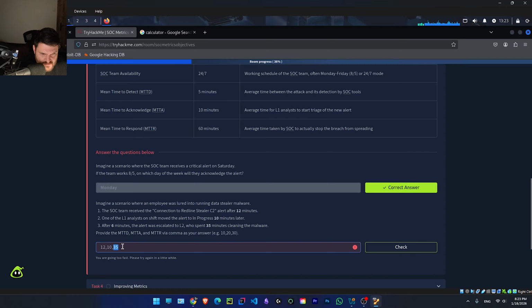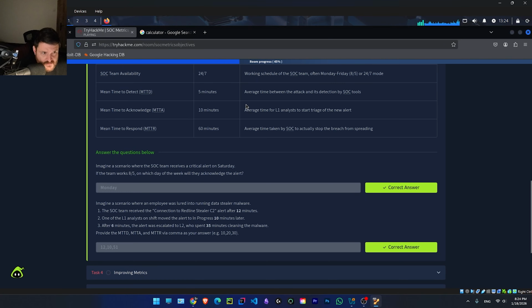Let's see, so to this we add 6, so that's 41. And plus 10 minutes later, 51. Right, so MTTD, the average time between the attack and its detection by SOC tools, it's 12. The average time when I start triaging, that's 10 again: 12, 10, and then you have to add everything for MTTR, because this is the average time to actually stop the breach from beginning to end.